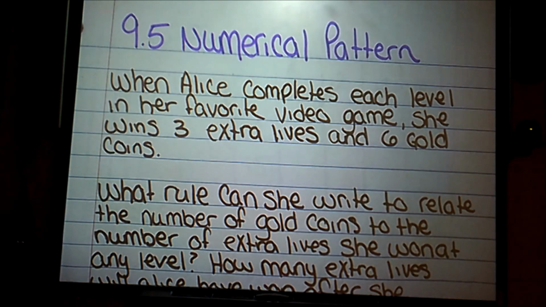Ta-da! So I think the real trick to this section and these style problems is really critical reading and also slowing down a little bit and really identifying the patterns that we need to solve the problems.